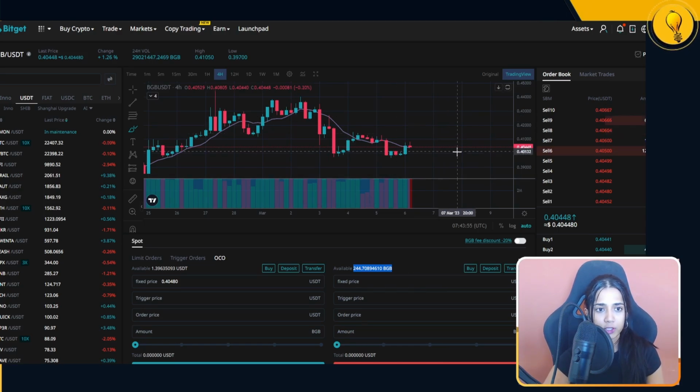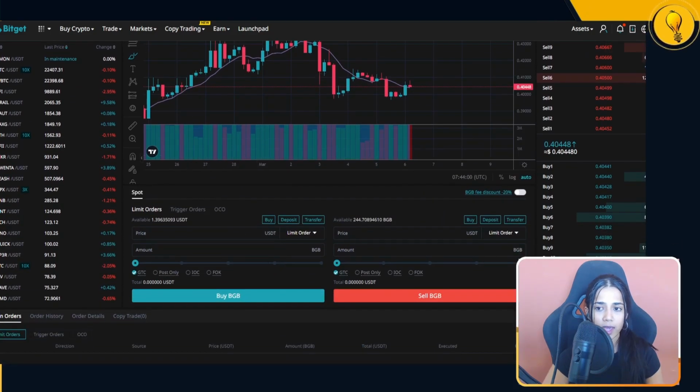Now, BGB USDT, let's go ahead and set the OCO order in. When you get on over to this interface, you're first going to be presented with the limit orders card. To set in an OCO order, you need to jump on over to the third tab right here, which is OCO order. It's going to be limit orders, trigger orders, and OCO.